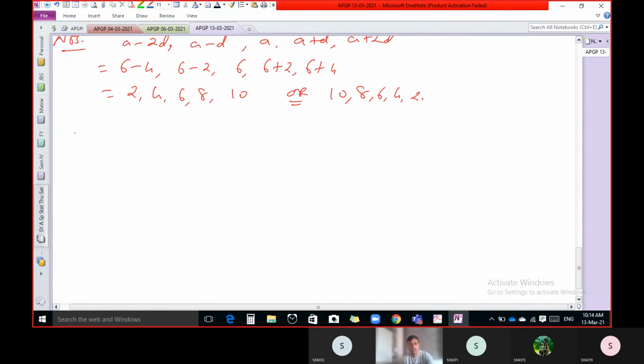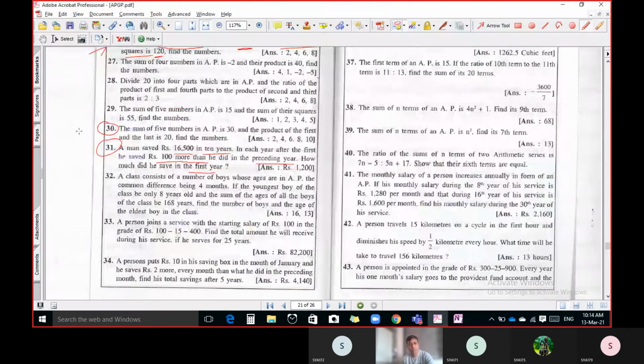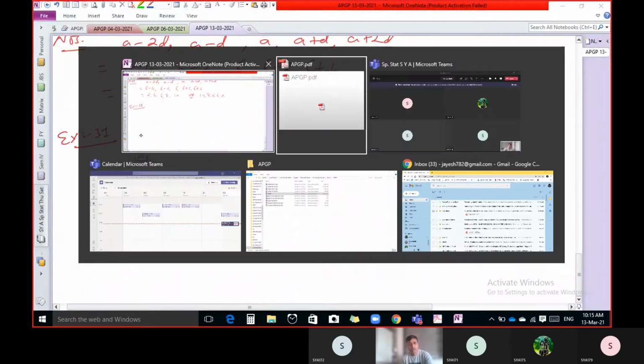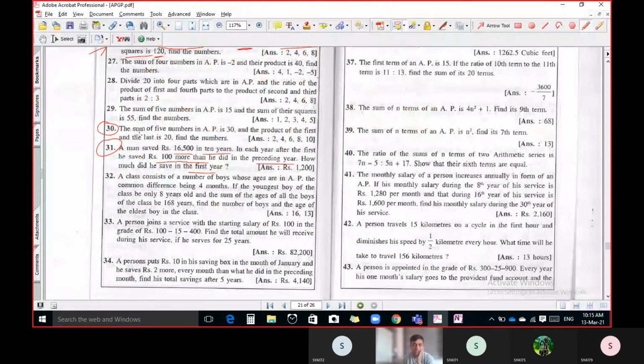So here from this information we get the idea that this is the question of AP. How can you know that it is a question of AP? Any of you have any idea? How can you know that it is a question of AP? So it is given that he saved rupees 100 more than whatever he did in the preceding year. So the difference in the amount is 100 rupees. And in 10 years he saved total 16,500.